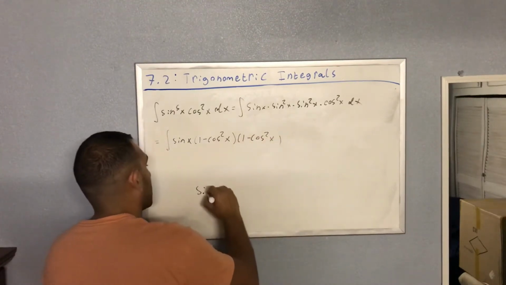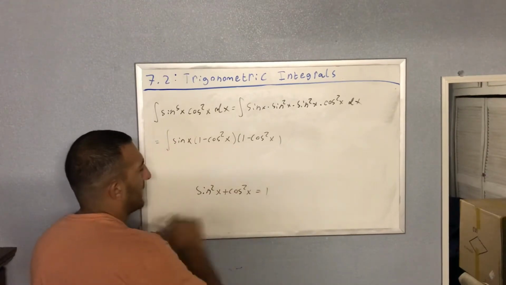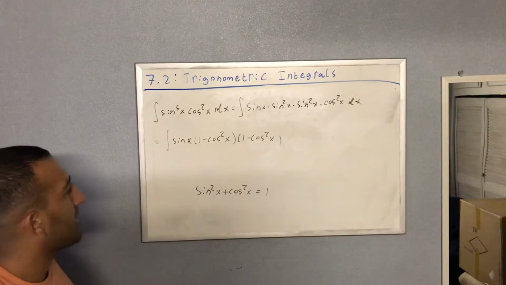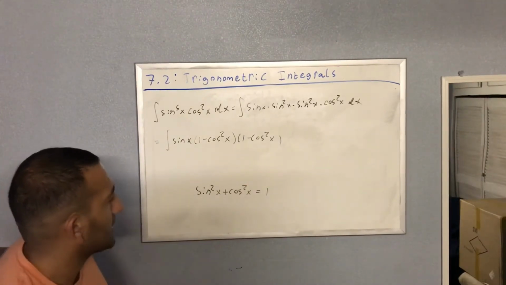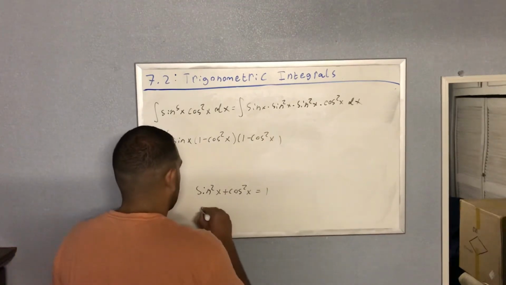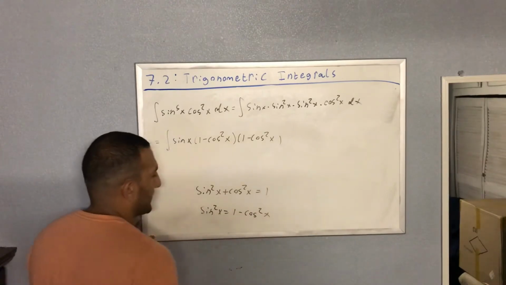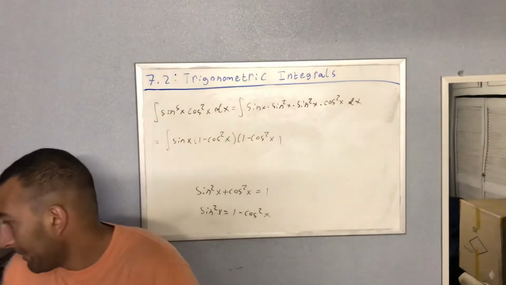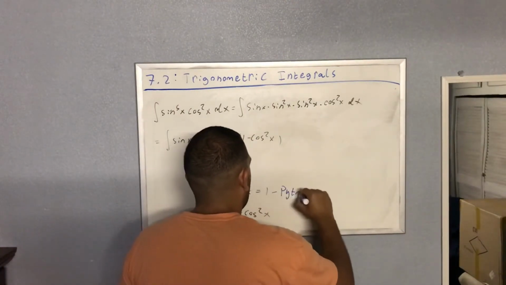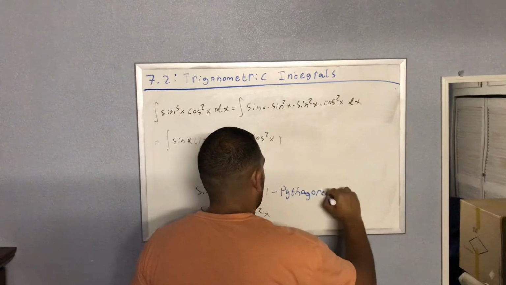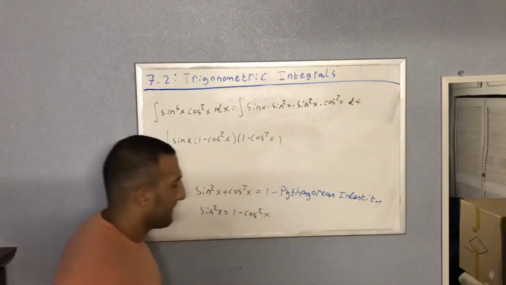Pythagorean identity is this. That's the Pythagorean identity. We are just using a variation of it because we just subtracted cosine squared from both sides. That's equal to sine squared. So sine squared x is 1 minus cosine squared x. So yeah, this was a Pythagorean identity. Okay, very cool.